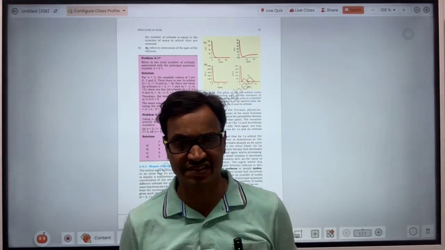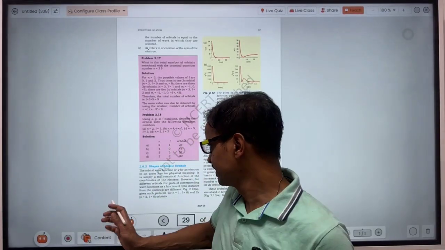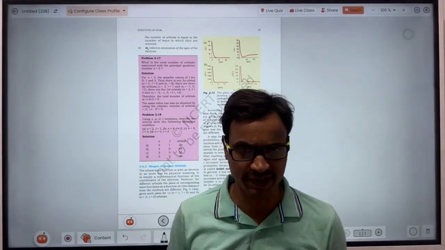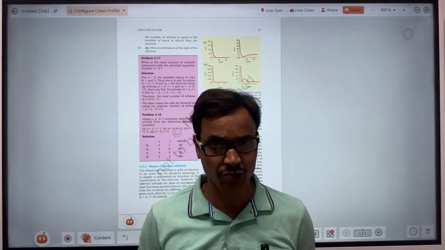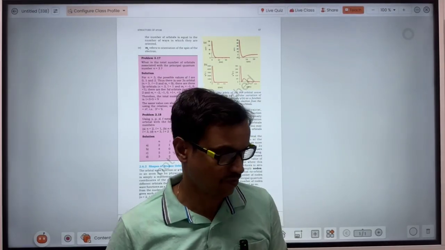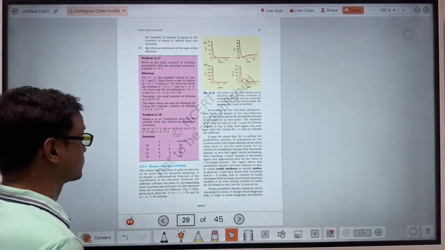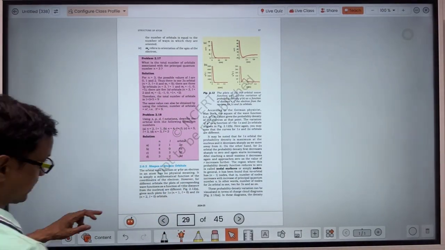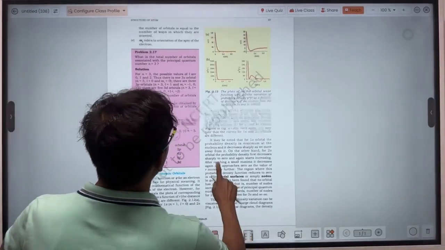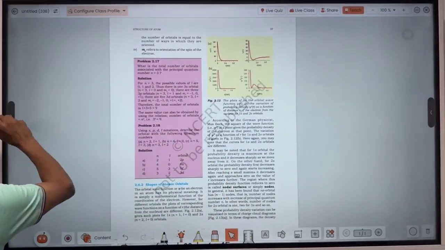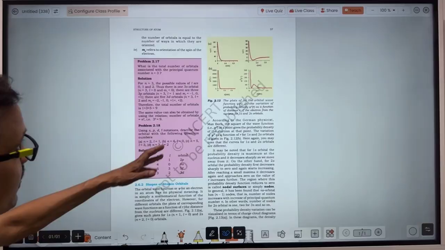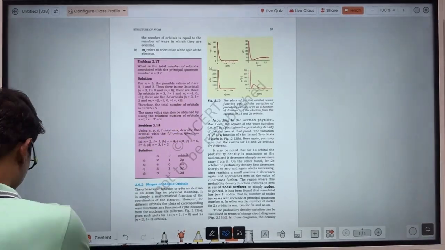In this class, we will discuss the shapes of atomic orbitals and the nodal planes. So let's see firstly the shapes of atomic orbitals. There is a graph given here. This is for the 1s orbital and for the 2s orbital.